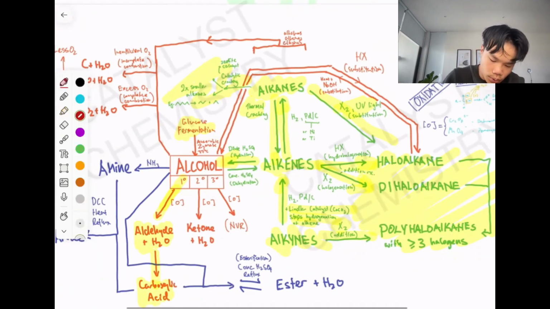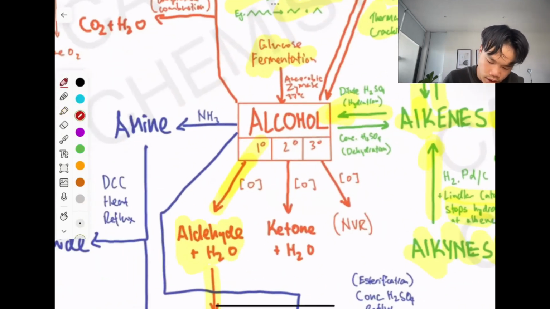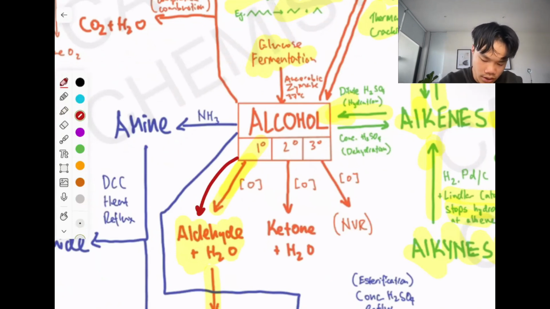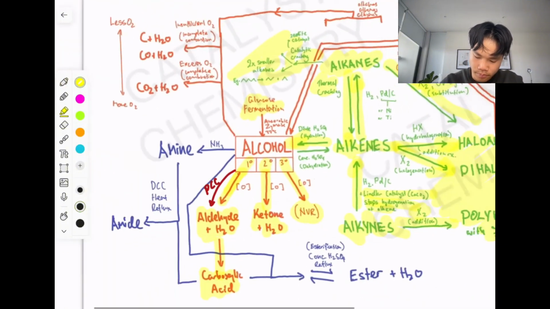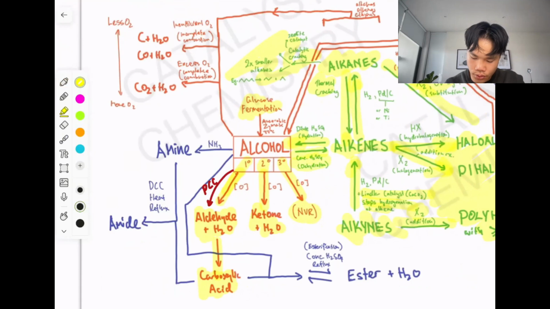One step that's not included in this flowchart that I should have included is if you want to just make an aldehyde and not go to a carboxylic acid, you use a weaker oxidizing agent such as PCC, and PCC stops primary alcohol oxidation just at the aldehyde. So remember that case. That's probably an important one. Secondary alcohols make ketone and water, and tertiary alcohols do not react when oxidized. You can dehydrate an alcohol using concentrated H2SO4, and you also need heat here.